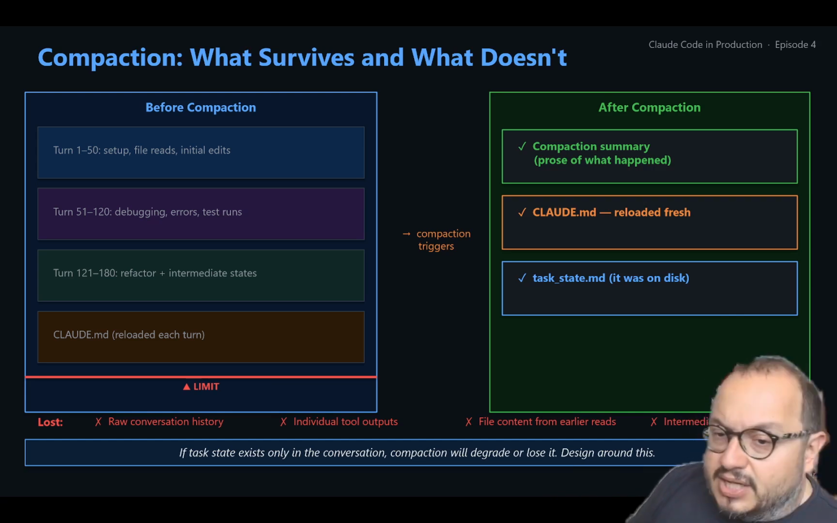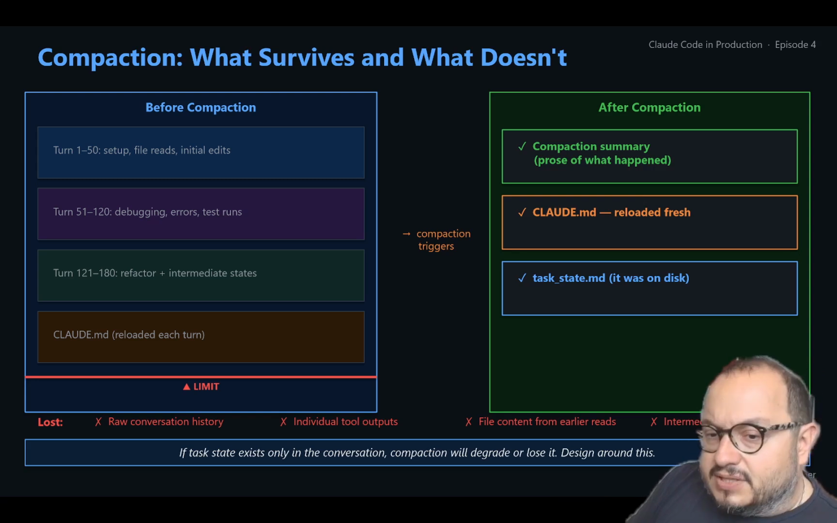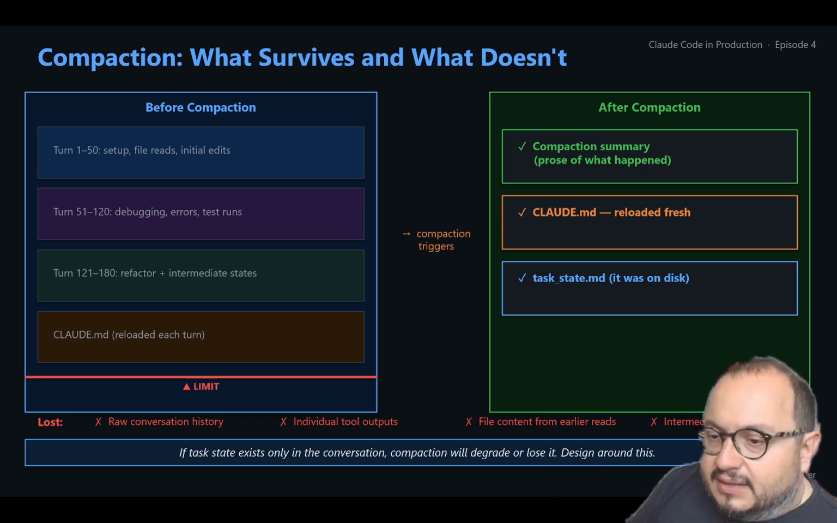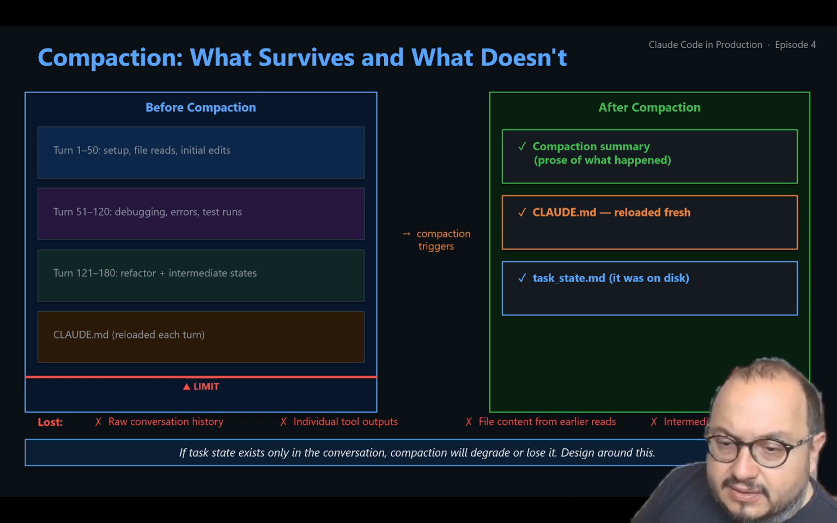The summary is generated by the model from the conversation at the moment of compaction. It captures the broad shape of what happened, the tasks, the files modified, the general approach. It does not capture every specific tool output, every intermediate reasoning step. An error message from 200 turns ago is gone. This means if your task state exists only in the conversation, for example, I told Claude what we are doing in the first message, compaction will degrade and lose that state. The next turn will work from the summary, not the original specification.